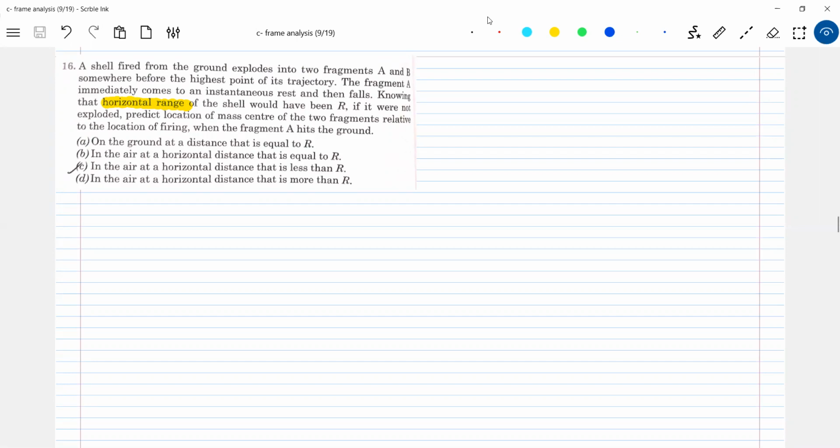Before the highest point. I just picked up this question because of this one. Before the highest point, so draw the trajectory first. So go for the trajectory before the highest point. So let's have a diagram.